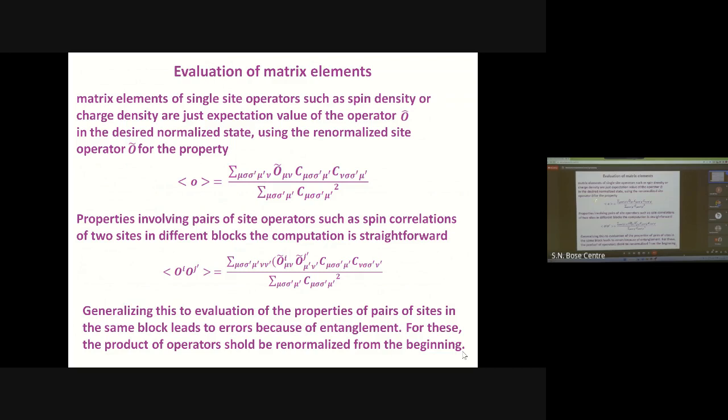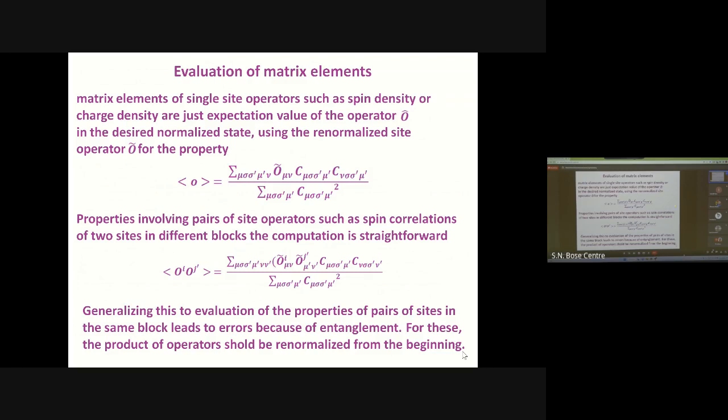So supposing you have an operator O, say the spin density operator, and you want the spin density at a site. If the site is on the left-hand side, then you have a renormalized matrix O tilde with indices mu and mu prime corresponding to the operator O, right? For example, if I want to find the spin density at site 1, I have S1 Z and I have renormalized it, I have S1 Z tilde. And that is an M by M matrix with indices mu and mu prime. So if I want to calculate that, it's just a trace.